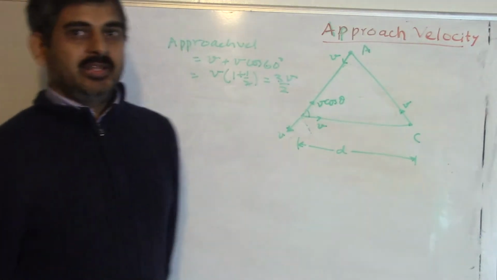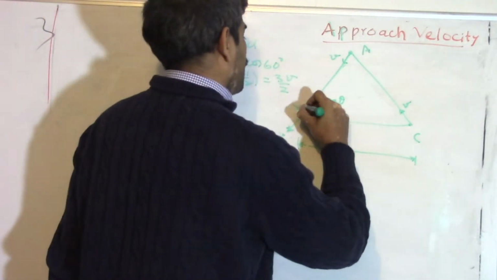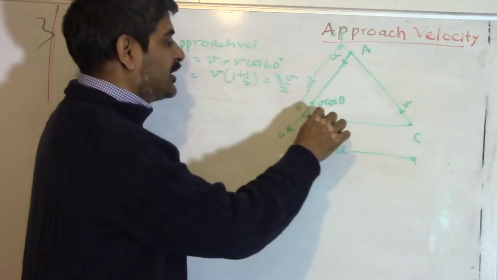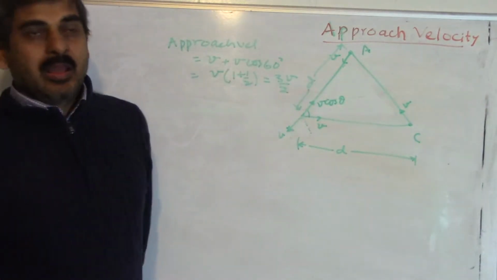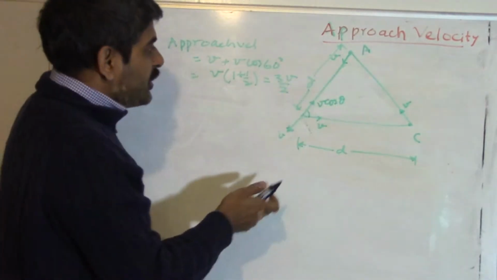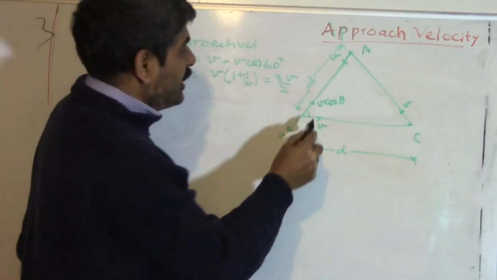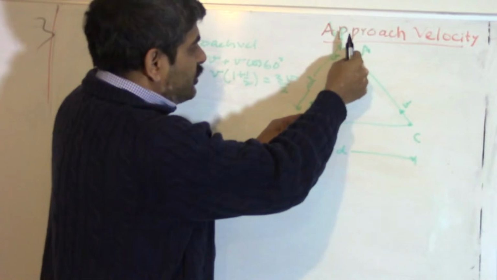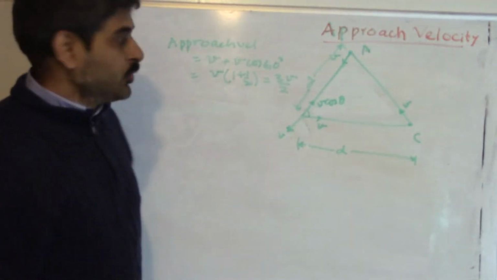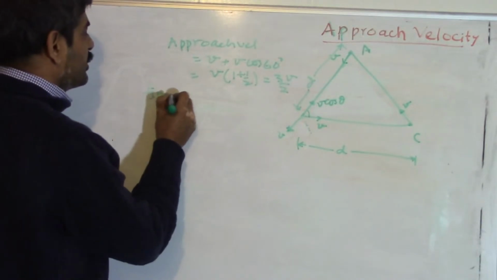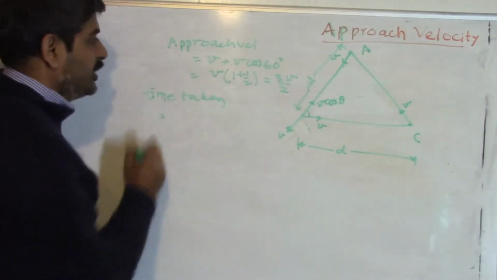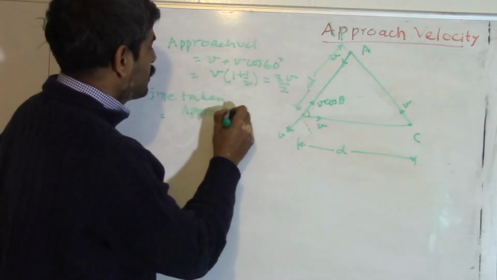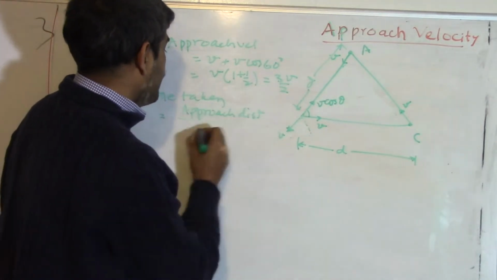And with this velocity, it needs to cover a distance of D. Now, during the whole path, it may be following some trajectory, but at every point, with its radial velocity, it will be moving in its radial direction. But every point of time, it has to eventually cover this distance. So the time taken is simply the approach distance divided by the approach velocity.